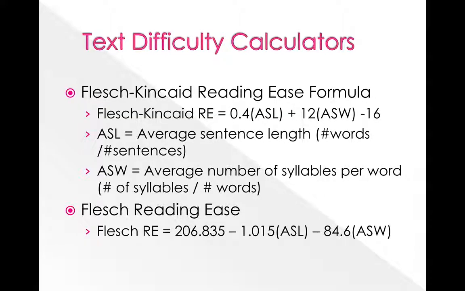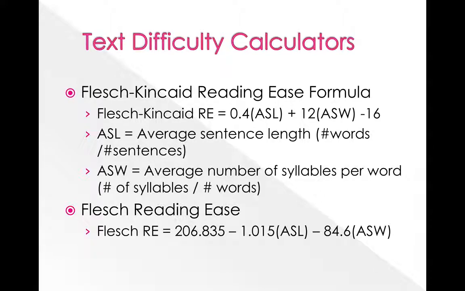Now, the Flesch reading ease score is calculated by taking 206.835 minus 1.015 times the average sentence length minus 84.6 times the average number of syllables per word. The value you will get from the Flesch reading ease formula will be a number between 0 and 100. Higher scores, so those numbers closer to 100, would mean that the text is easier, and lower scores would imply more difficult reading.